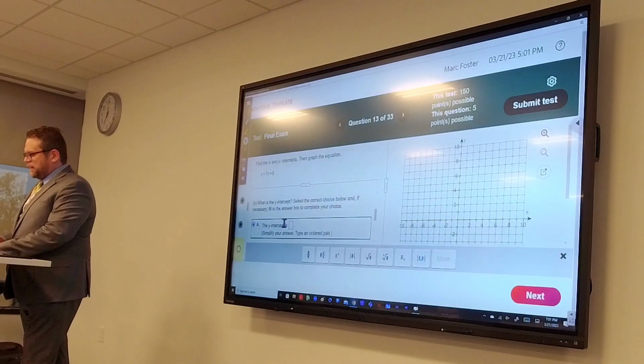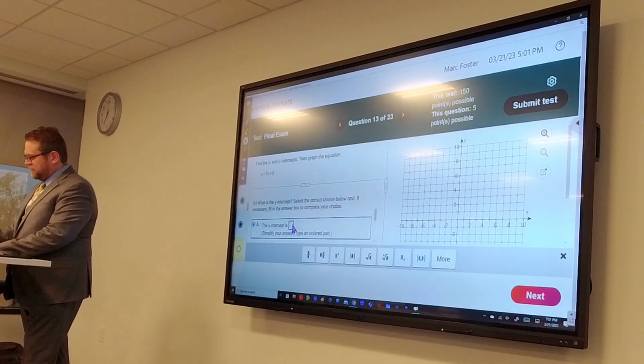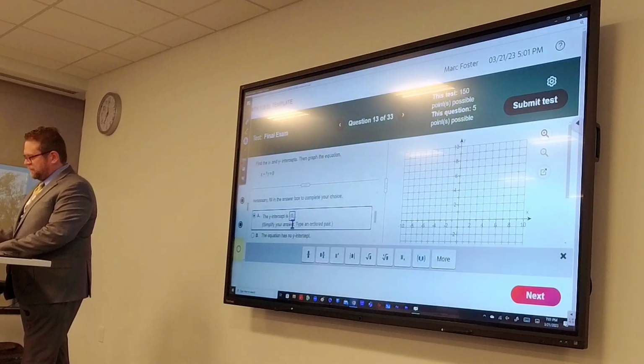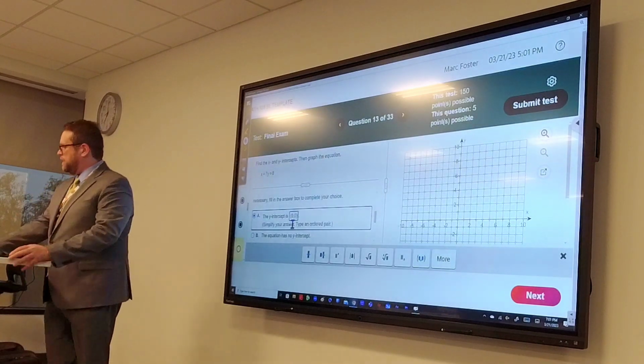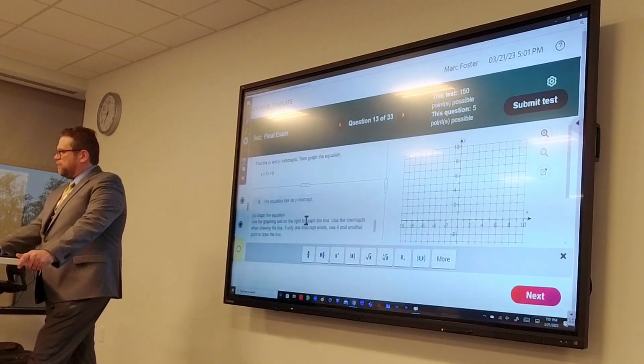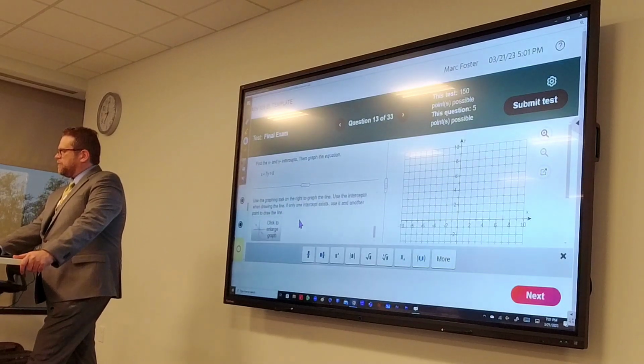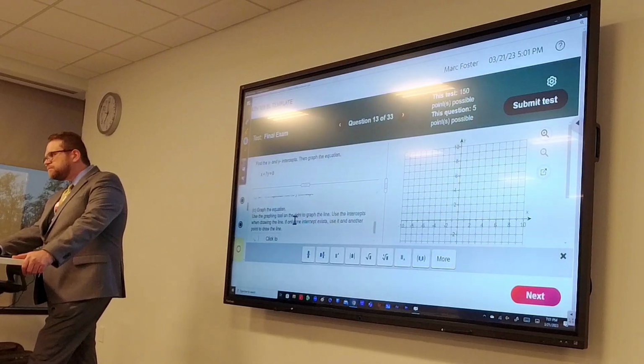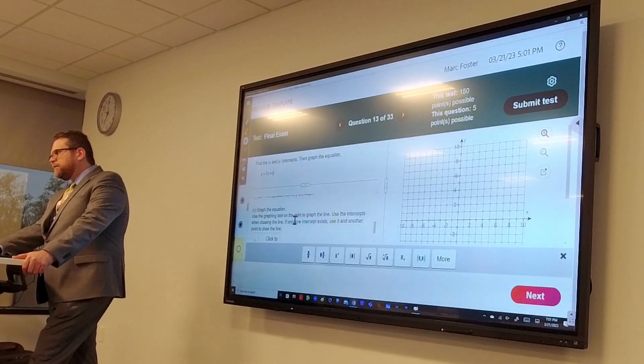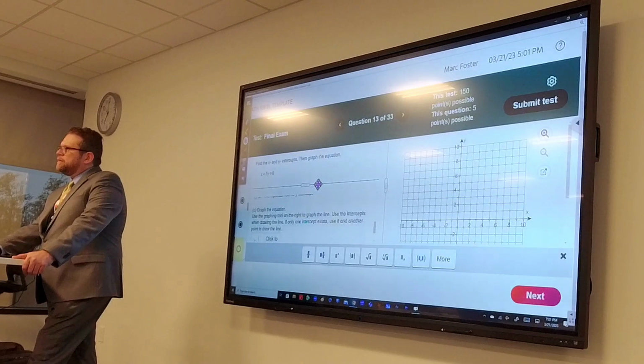All right, and don't mess up and think that you can not use the parentheses. You need it for it to qualify as an ordered pair. Now they want the graph. Uh-oh, what am I going to do?